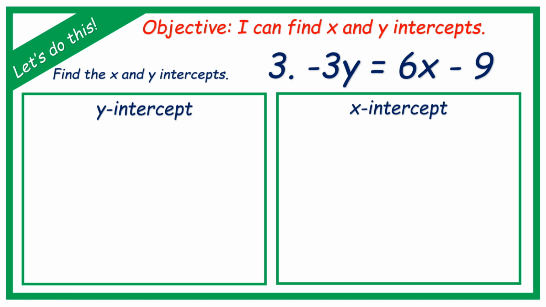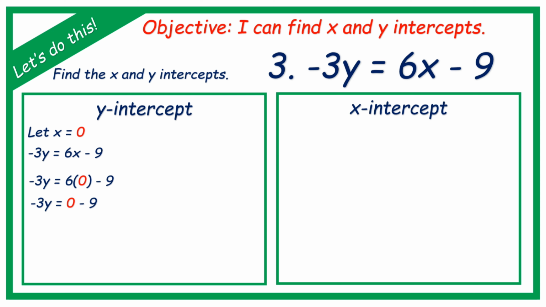Let's start with y-intercept. Let x equals 0. And then we just copy the given. Negative 3y equals 6x minus 9. Easy, right? Then the next step, negative 3y equals 6 times 0 minus 9. Easy, right? We just change x to 0. We just substitute x to 0, just like that. Okay? Then let's solve it.